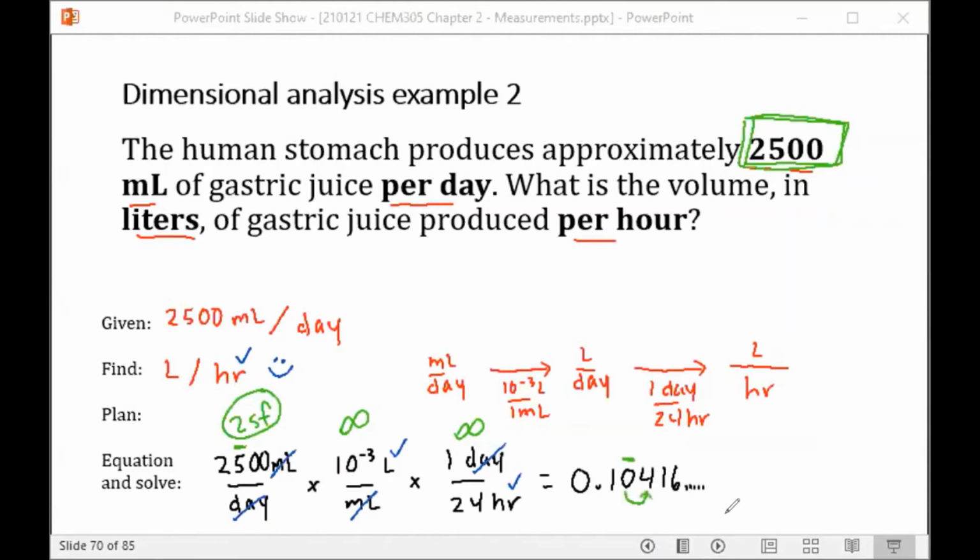So the 0 is our last sig fig. We look to the right, it's a 4, so we don't need to round. So our final answer is 0.10 liters per hour.